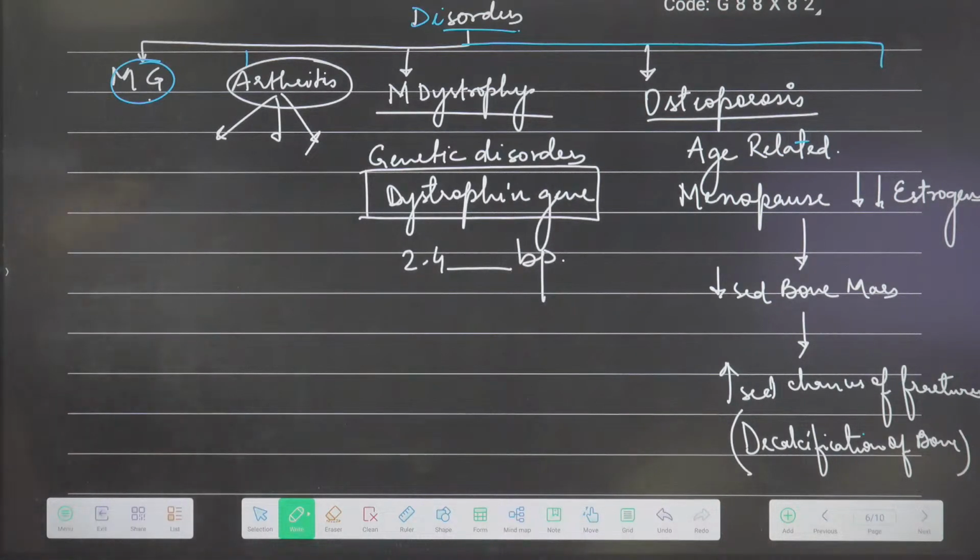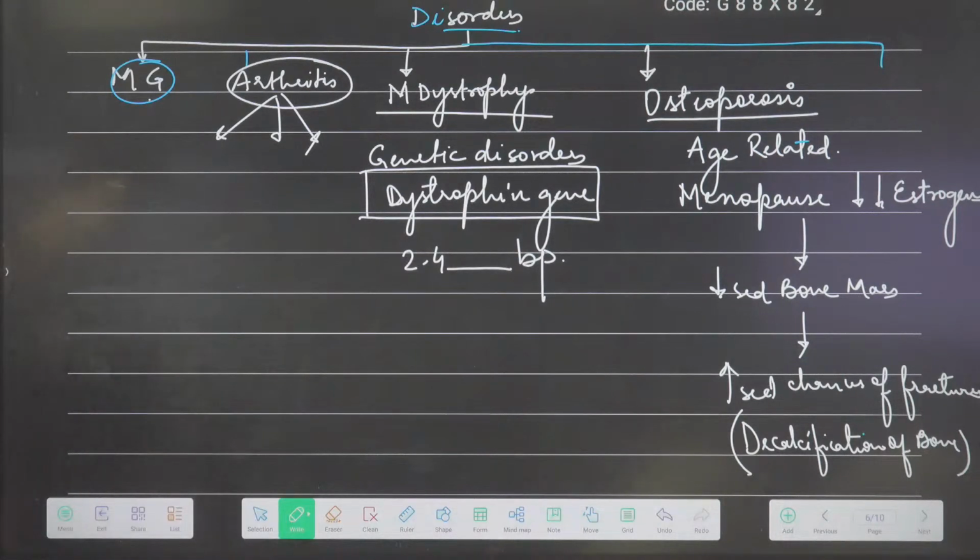You must be thinking, sir, you are a man. There is no menopause. Of course, there is no andropause even. But in very old age, after 65 or 70 years, when the testosterone level is very low, the bone mass decreases. The same thing that estrogen decrease causes in females, a little earlier than in males. So please understand, it is an age-related disorder.